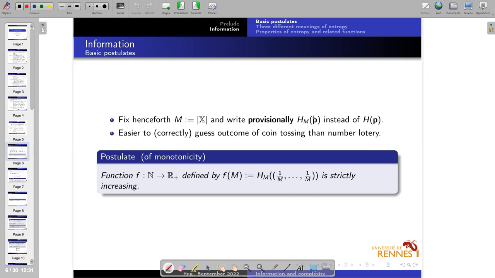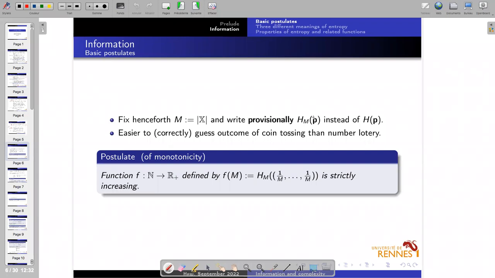Now, some totally intuitive idea is that it's much easier to correctly guess the outcome of a coin tossing than the outcome of a number lottery. When you toss a coin, you have just two possible outputs, zero or one. But if you choose six numbers among 49, as happens in a number lottery, you have one possibility over 13 million to get the correct answer. So it's much easier to guess the outcome of a coin.